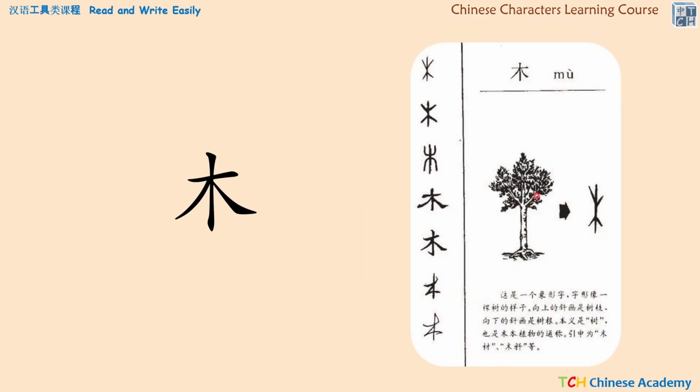Well, look at the picture. So this is the picture on which this character is based. Yes, it is a tree or wood. The top strokes represent the tree branches, and the bottom strokes represent the roots. So at the very beginning, it looks like this, and then we try to make it even more like a character. And then we have the present one. It is pronounced mu.